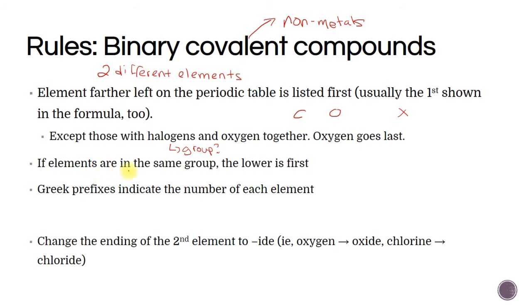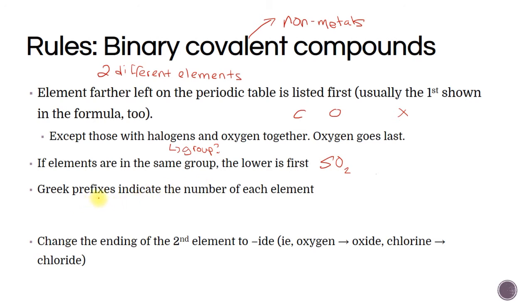If you happen to have two elements in the same group, say I have sulfur and oxygen in a compound, the one that is lowered down is first. So sulfur is in a lower period than oxygen. So sulfur gets written first, and it's going to be named first. Okay. The name of that, by the way, would be sulfur dioxide.